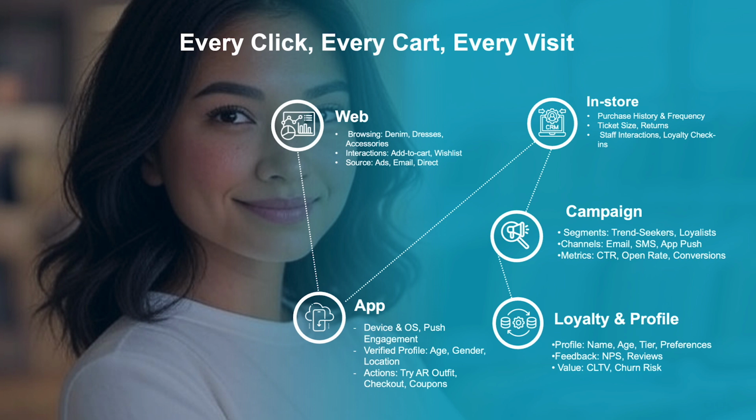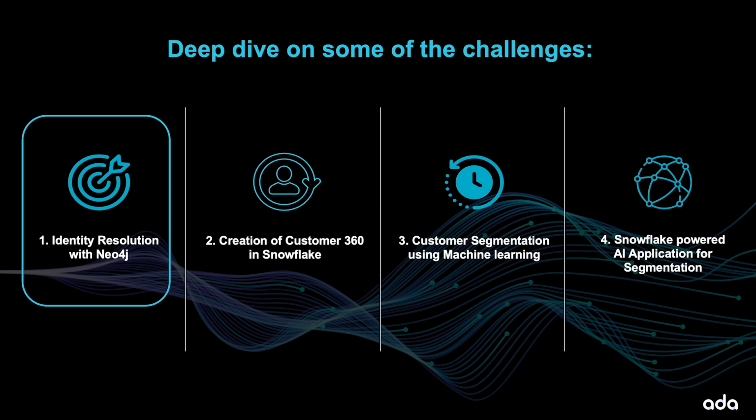Website data is usually captured in GA or Adobe. App data is stored elsewhere, while campaign details sit in CRM or CDP platforms. This fragmentation leads us to the first challenge, ID resolution: the process of integrating all these data sources into a single place to create a unified customer profile.